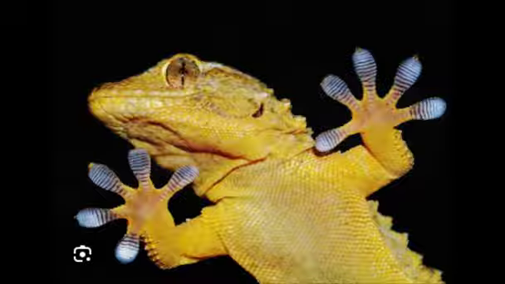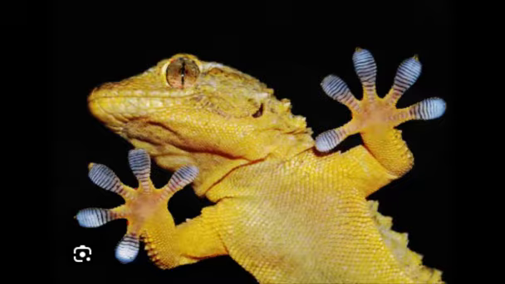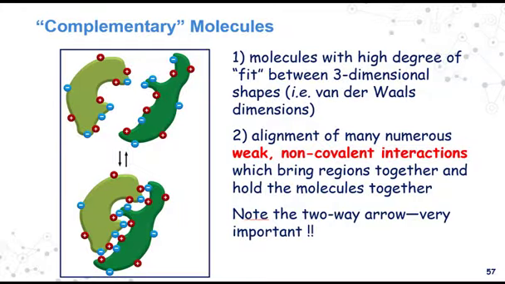So in biology, this allows molecules to... It allows molecules that have precisely complementary shapes to fit together and interact, like an enzyme and its substrate. The surfaces match closely, allowing lots of these weak van der Waals forces to hold them together just long enough for the reaction to happen.